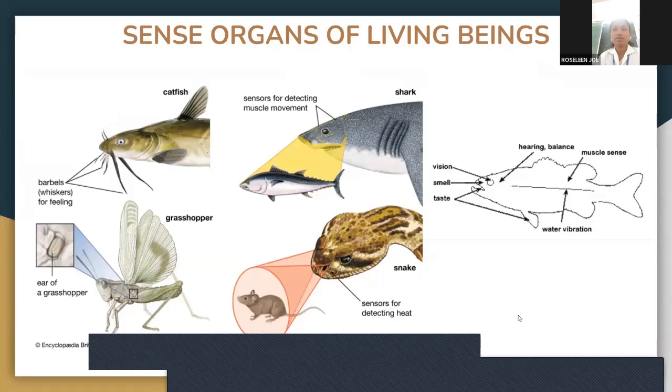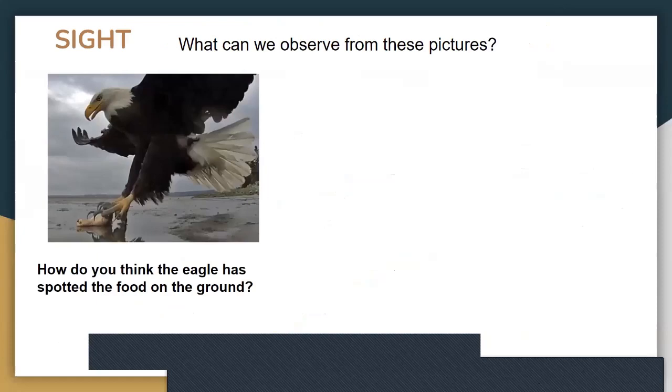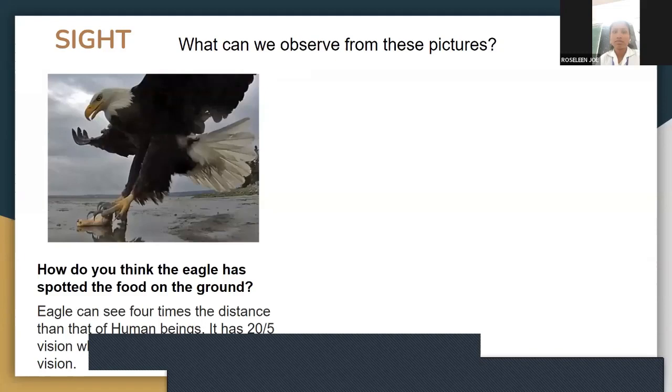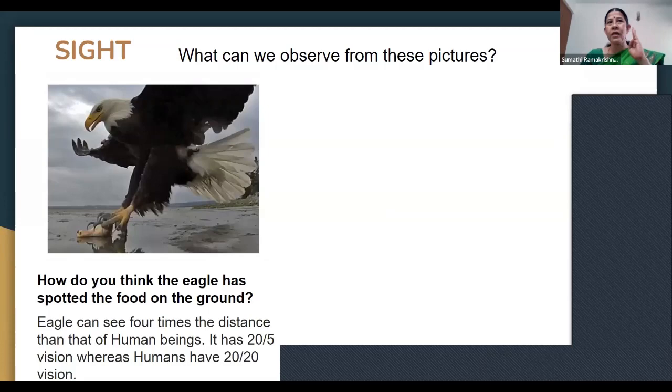Okay, can I move to the next slide? Yes, ma'am. See, now you observe this picture. This is for eyes. How do you think the eagle has spotted the food on the ground? It has very sharp eye vision, even from the top of the mountain. It can see four times the distance than we can. It has 20 by 5 vision, whereas we have 20 by 20. So even though the prey is far away, it can sense it and catch it in no time.